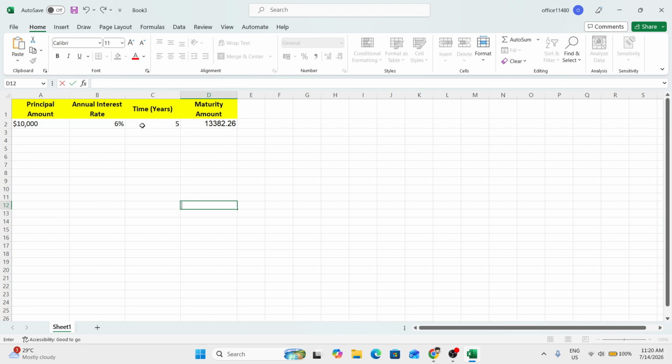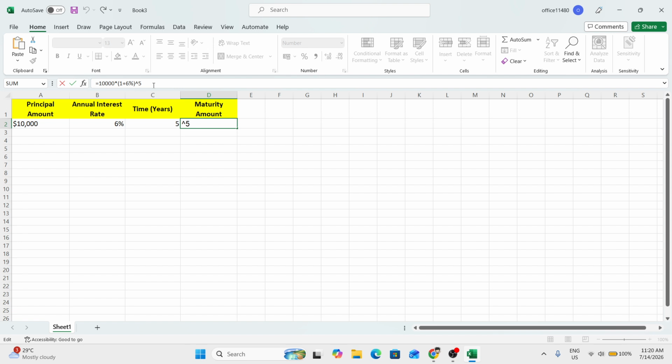Now, go to the cell under maturity amount and type the formula equals 10,000 times, open parenthesis, 1 plus 6%, close parenthesis, raised to the power of 5. In Excel format, that is equal sign 10,000, then an asterisk, then open parenthesis, 1 plus 6%, close parenthesis, then caret 5. This formula works because it follows the annual compound interest method.